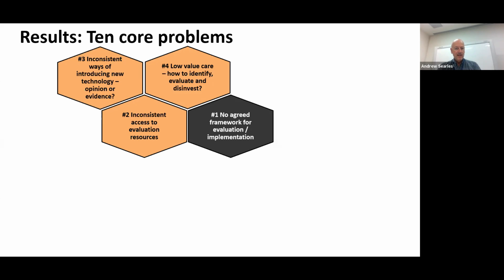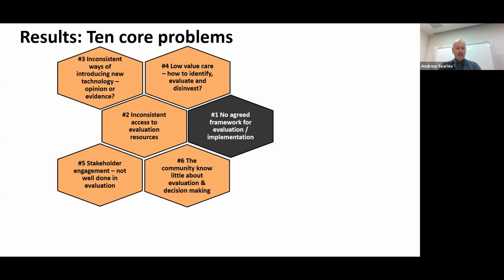Another problem is that low-value care is still a problem in Australia. The issues that were raised with us are how to identify it, how to evaluate it, and then how to implement policies to disinvest from low-value care. A fifth problem was around stakeholder engagement, and this is something that we don't do particularly well in Australia, and we rarely do it when we're evaluating a new technology or a new model of care. The sixth problem was that the community knows very little about the relationship between evaluation in healthcare and decision making. And the problem here is, of course, that it opens doorways for other non-evidence-based pathways to influence decisions.